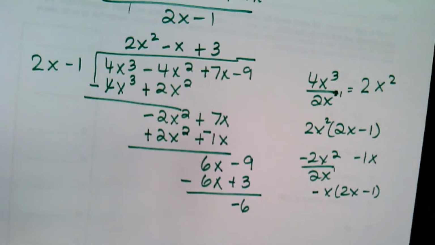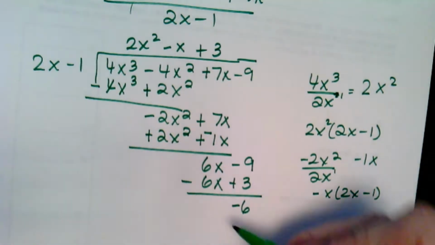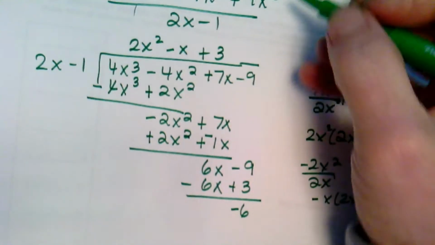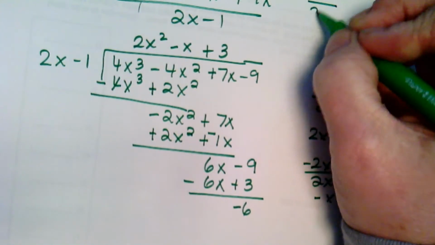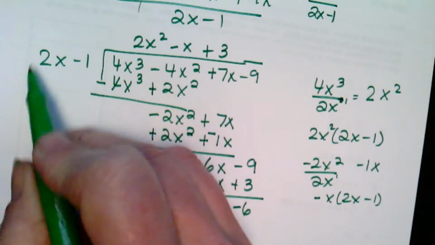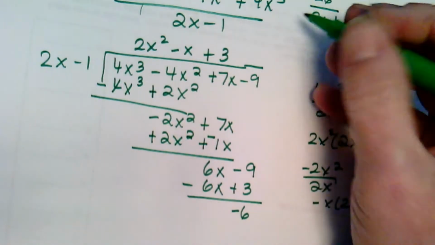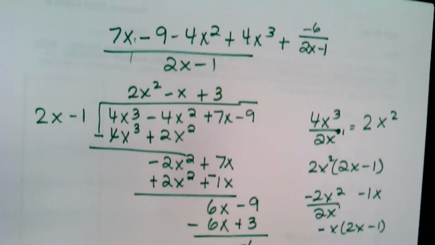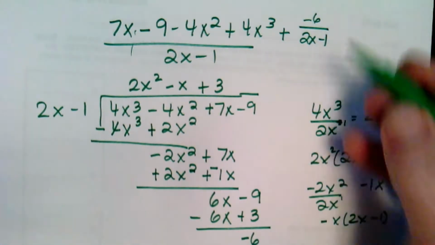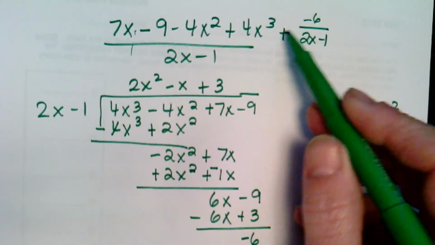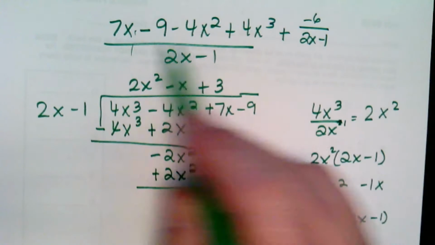And I'm left with a remainder. Now when you're left with a remainder, remember it is just taking your remainder and putting it over what was on the outside, our divisor. Now you need a sign, and we always just put a plus in here. So this was a negative 6, and our divisor was 2x minus 1, and then we just put a plus. So the whole thing here is your final answer.